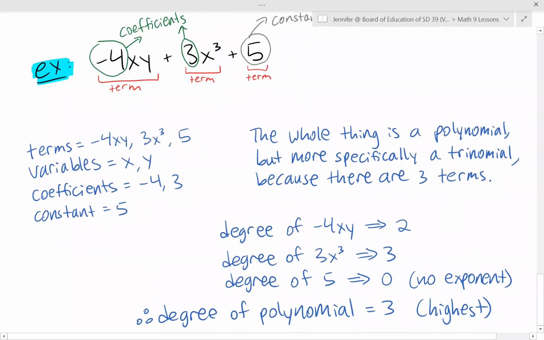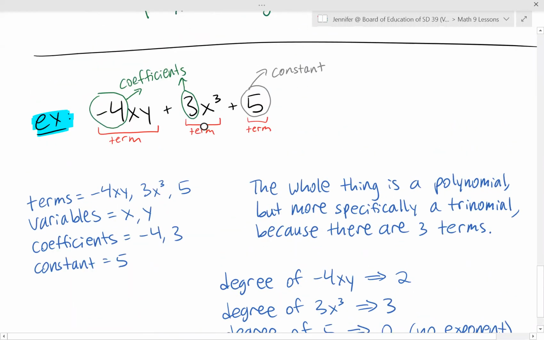So that kind of takes everything we've learned and puts it into one example. If this had 2 terms, it'd be a binomial. If it had 1 term, it'd be a monomial. If it had 4 or more terms, we would just stick with calling it a polynomial. We wouldn't give it another specific name. And that's polynomials.